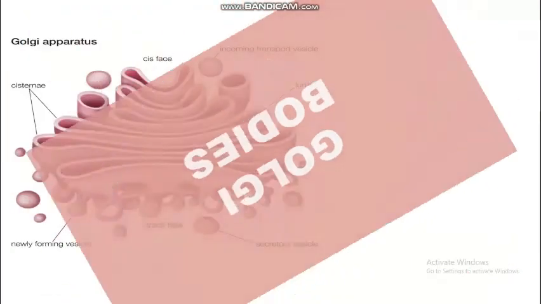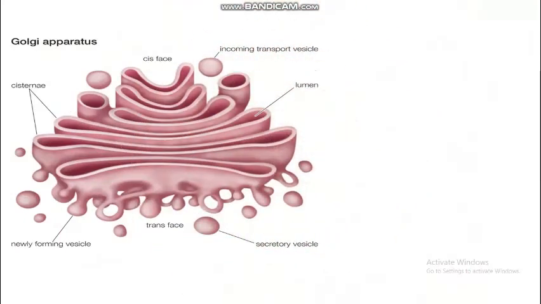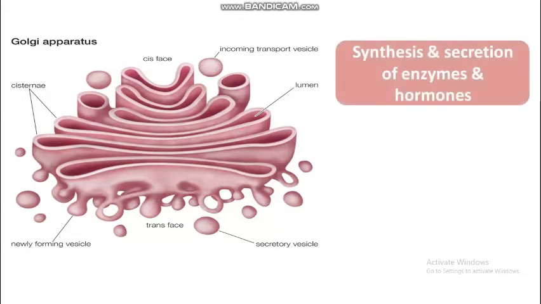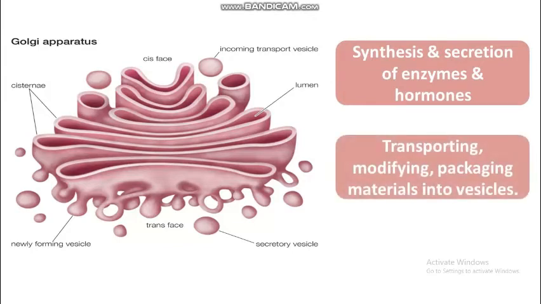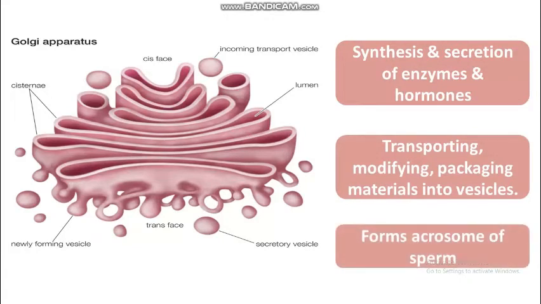Coming to the next organelle, which is called the Golgi bodies. Now this is how the Golgi bodies look. Yeah, they are quite strange in their structure, and these Golgi bodies are again membrane bound organelles of the eukaryotic cells, made up of a series of flattened stacked pouches called the cisternae. Now coming to the functions of the Golgi apparatus. It helps in the synthesis and secretion of enzymes and hormones. It also helps in transporting, modifying, and packaging materials into vesicles. And fourth, it also helps in forming the acrosome of the sperm.